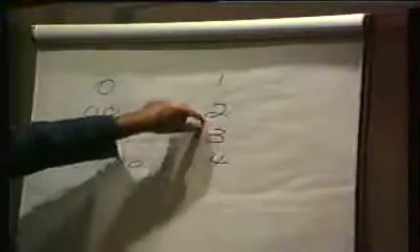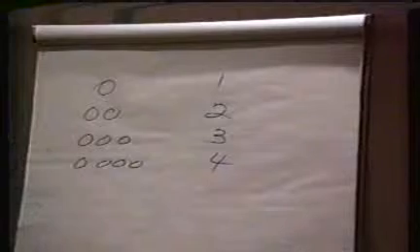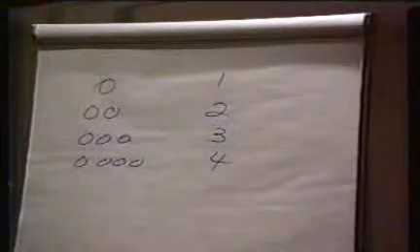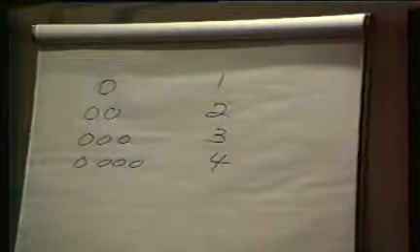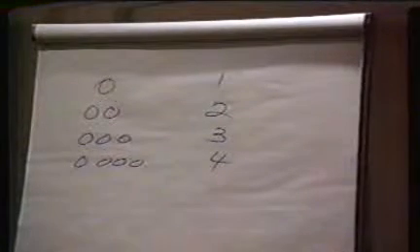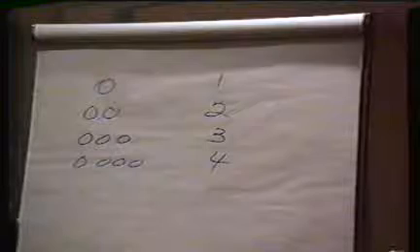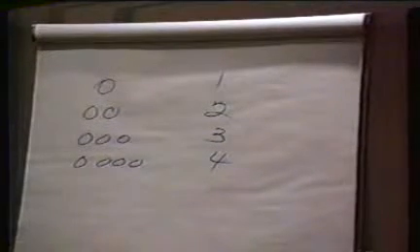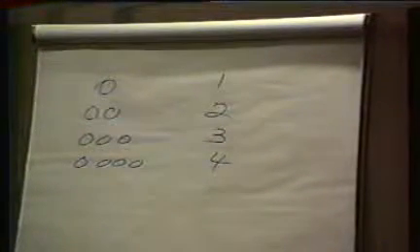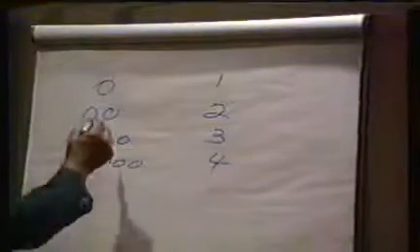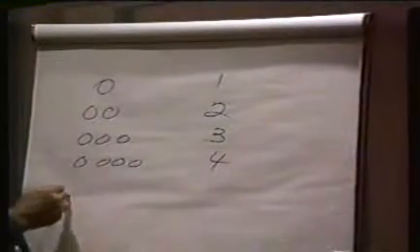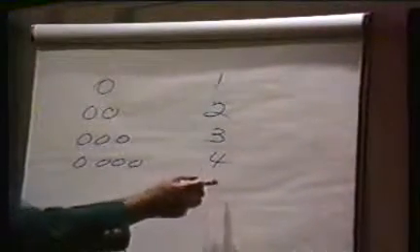Numbers are quantity names. That's all that numbers are. They're the names of quantities. And arithmetic is a counting system. In addition, you count forward. In subtraction, you count backward. In multiplication, you count in multiples. And in division, you subtract in multiples.